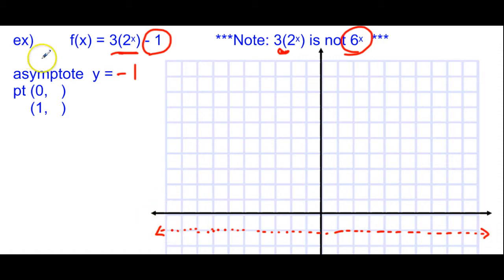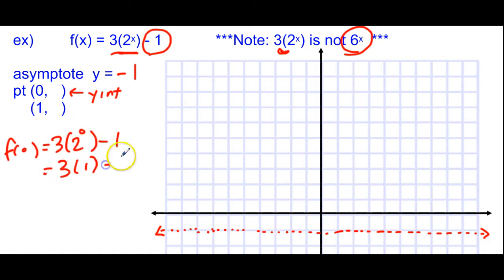All right, we need to find the point 0 comma something, and this is your y-intercept. So we're going to plug in f of 0 equals 3 times 2 to the 0 minus 1. And again, anything to the 0 power is going to be 1. So it's 3 times 1 minus 1, which is 2. So our y-intercept is 0, 2. So I'm going to plot that 0, 2. It's going to go through this.